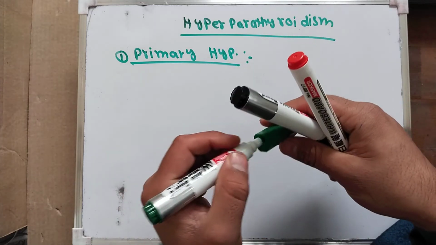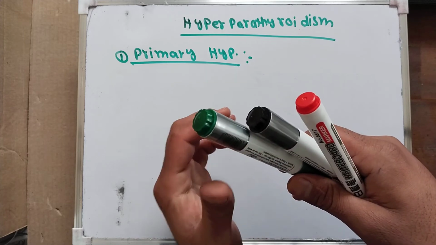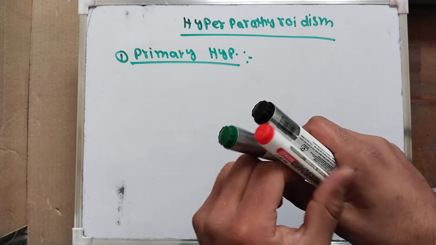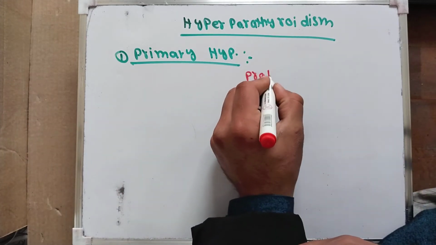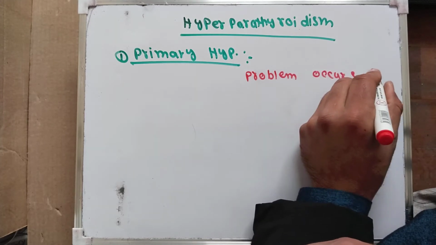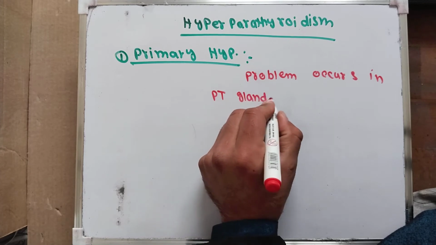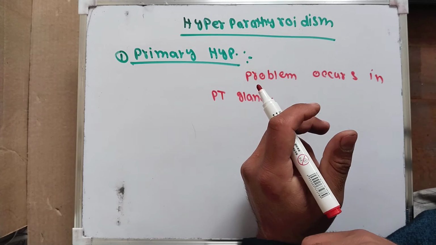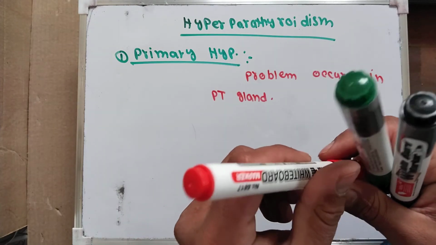Why is it called primary? It is called primary because here the problem starts from the parathyroid gland. The basic problem occurs in the parathyroid gland. That's why we call it primary hyperparathyroidism.